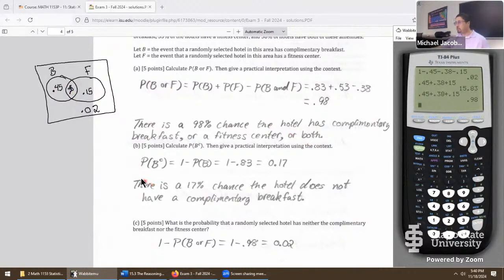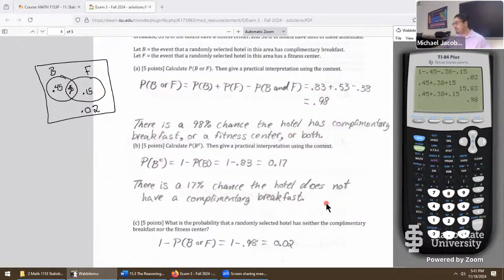As far as the rest of them go, part B was a complement rule, so calculate probability B complement. We use the fact that probability of B is 0.83, so go 1 minus with the complement rule, comes out at 0.17, and that tells us there's a 17% chance that event doesn't occur, which would mean your hotel does not have complimentary breakfast. That's terrible. That's a pretty high probability for a horrible event, but that's what this would say.